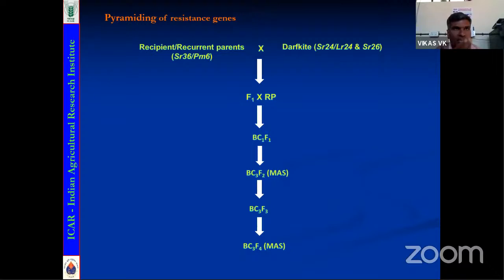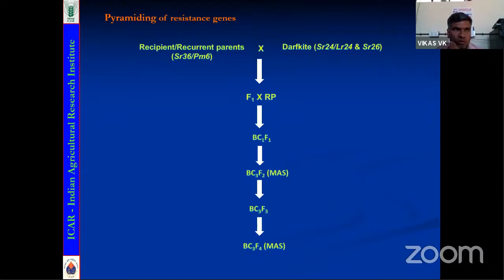So we have taken a series of nine recurrent parents. They were crossed simultaneously, and we went for three backcrosses, to BC3F2. In F2, we went for mass selection, genome-based selection, and also phenotype-based selection. Then we selfed again to get stable lines at BC3F4. In BC3F4, we again went for phenotype-based selection and also mass selection.